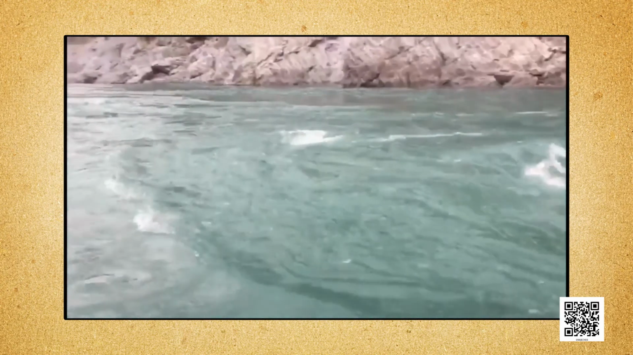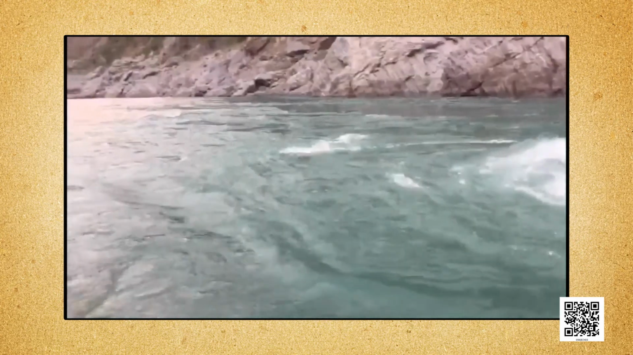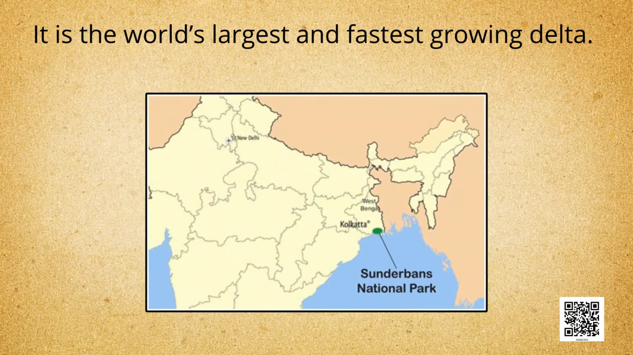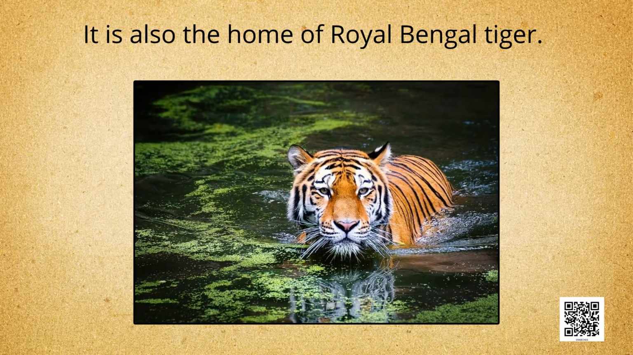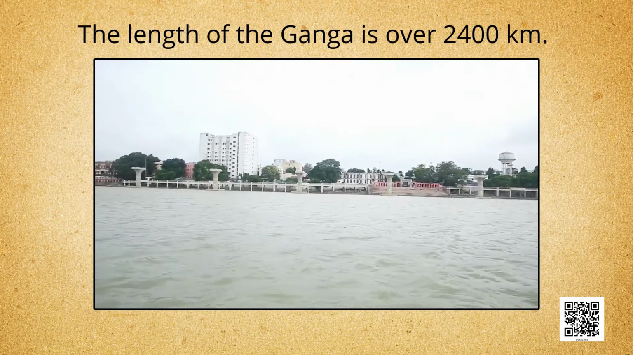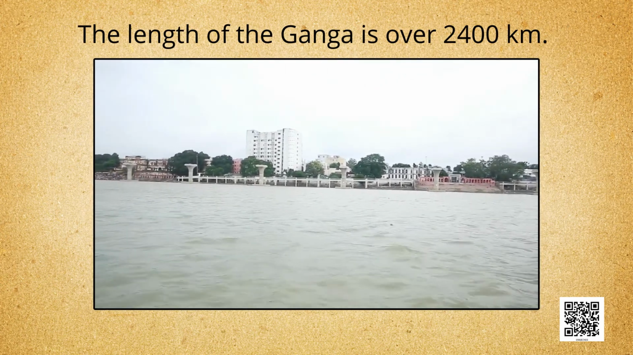The delta formed by these rivers is called the Sundarban Delta. Now I must tell you that the Sundarban Delta derived its name from the Sundari tree, which grows well in the marshlands. It is the world's largest and fastest growing delta. It is also the home of the Royal Bengal tiger. The length of the Ganga is over 2,400 kilometers.